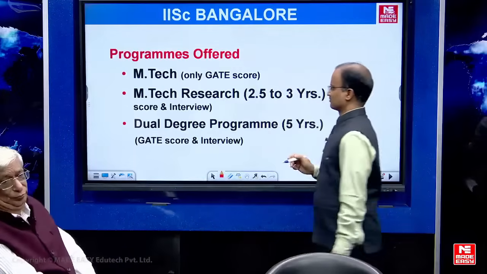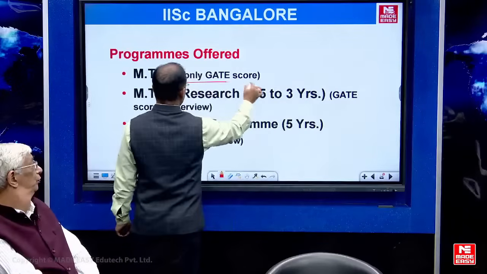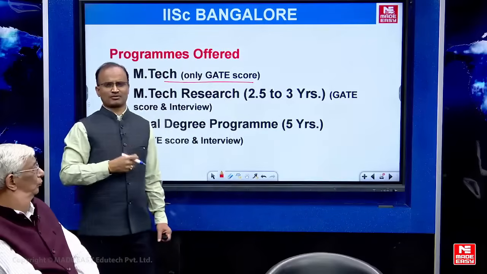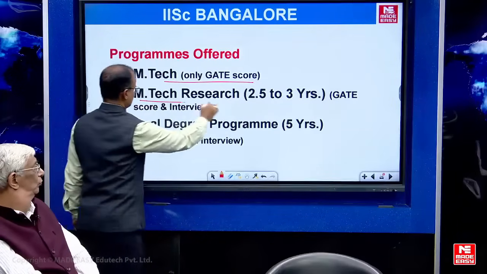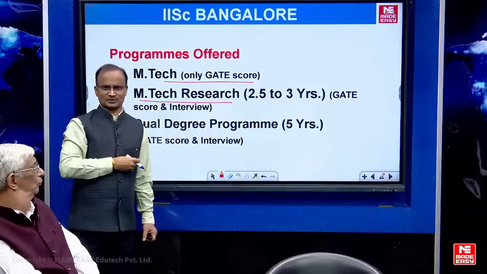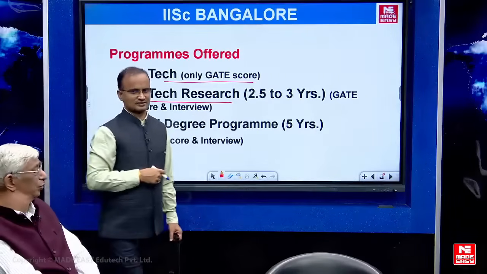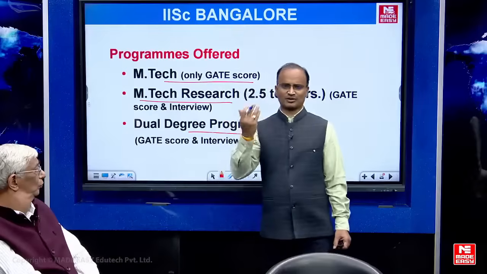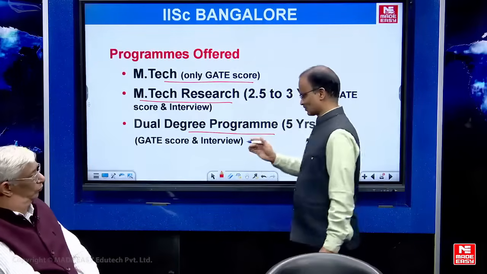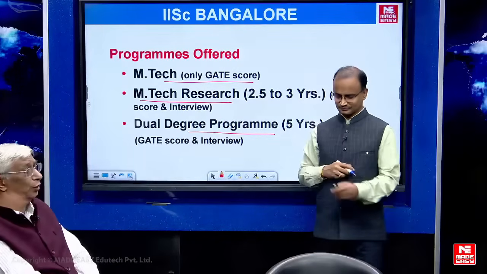Again in IISc Bangalore, if you come to the first one here, M.Tech. That means M.Tech is approximately 2 years. And otherwise the M.Tech research. I think for research they conduct an additional interview also. Yes, sir, they conduct the research interview. And if you have interest in the dual degree, that means M.Tech followed by the PhD, for this one also I think you have to face the interview.